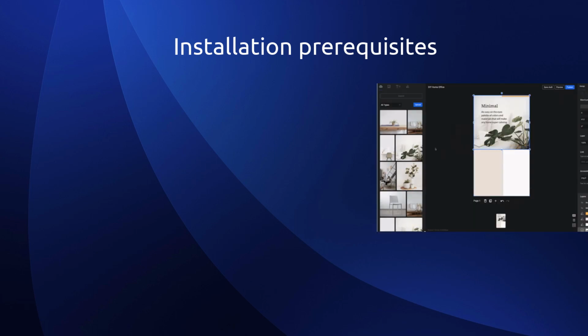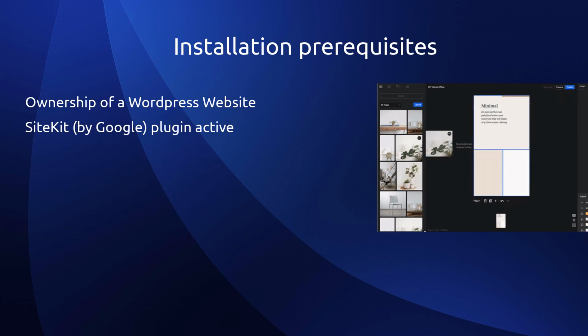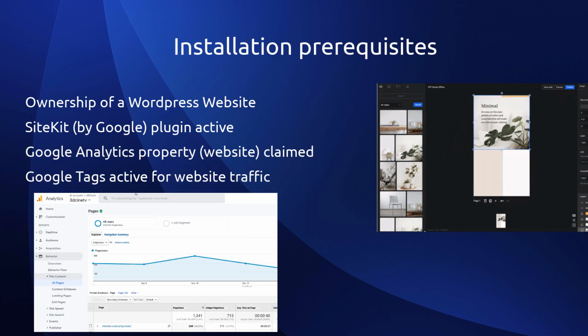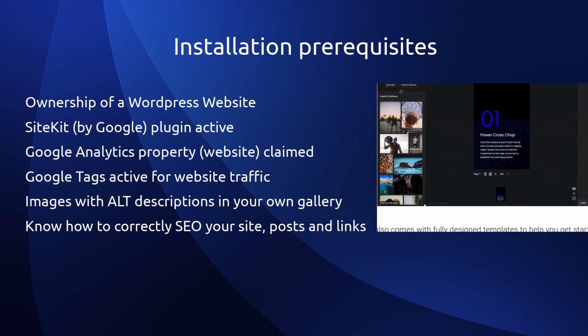Installation. Prerequisites. Own a WordPress website. Site Kit by Google installed on your WordPress. Google Analytics and Google Tags active for clicks and metrics. Images with metadata in your own gallery. Know how to SEO your site, posts, and links.